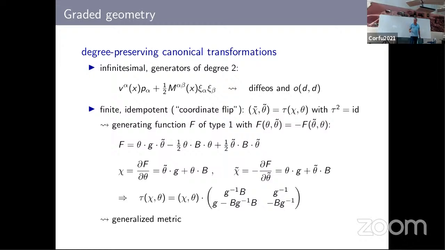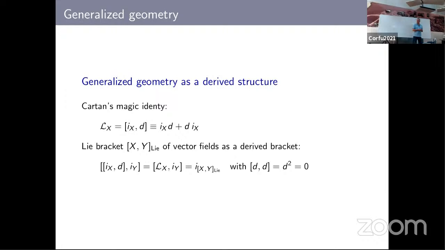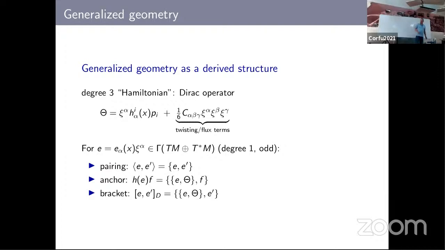Okay, how to go from this great setting to generalized geometry? Let me quickly remind you. In ordinary differential geometry, you can understand the Lie bracket of vector fields as a derived structure that you establish with the help of the exterior derivative and this double bracket. And the same thing can be done in the graded setting. Instead of the exterior derivative, we have a degree 3 Hamiltonian, a Dirac operator, if you like, featuring momentum of degree 2, and the odd variables of degree 1, and in between the anchor map. It can also be twisted by flux terms like this.